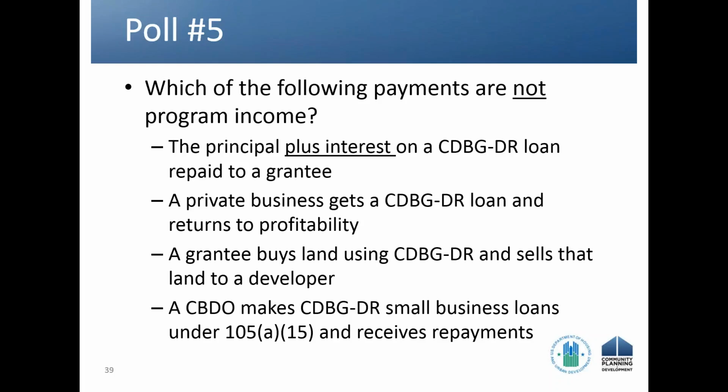We talked earlier about the idea that if I buy land as a grantee and then I clear it and I sell it, that money coming back into me when I sell that land is program income. It's coming back into a grantee.